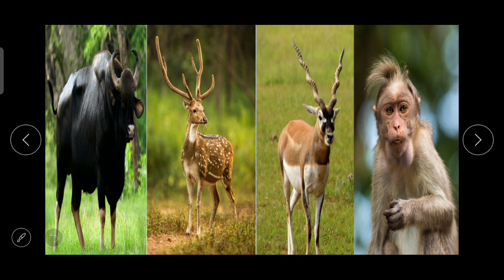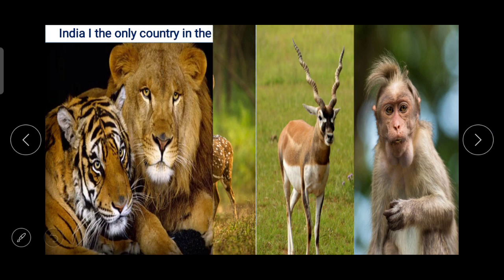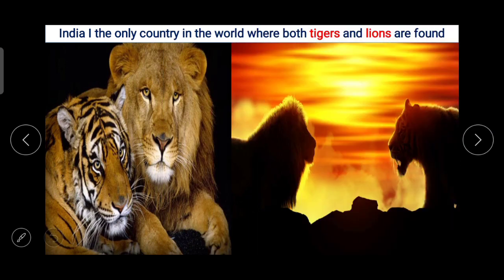So India is the only country in the world where both tigers and lions are found. There is no other country in the world where tigers and lions are both found together; either there is a tiger or there is a lion. But India is the only country in the world where both tigers and lions are found.